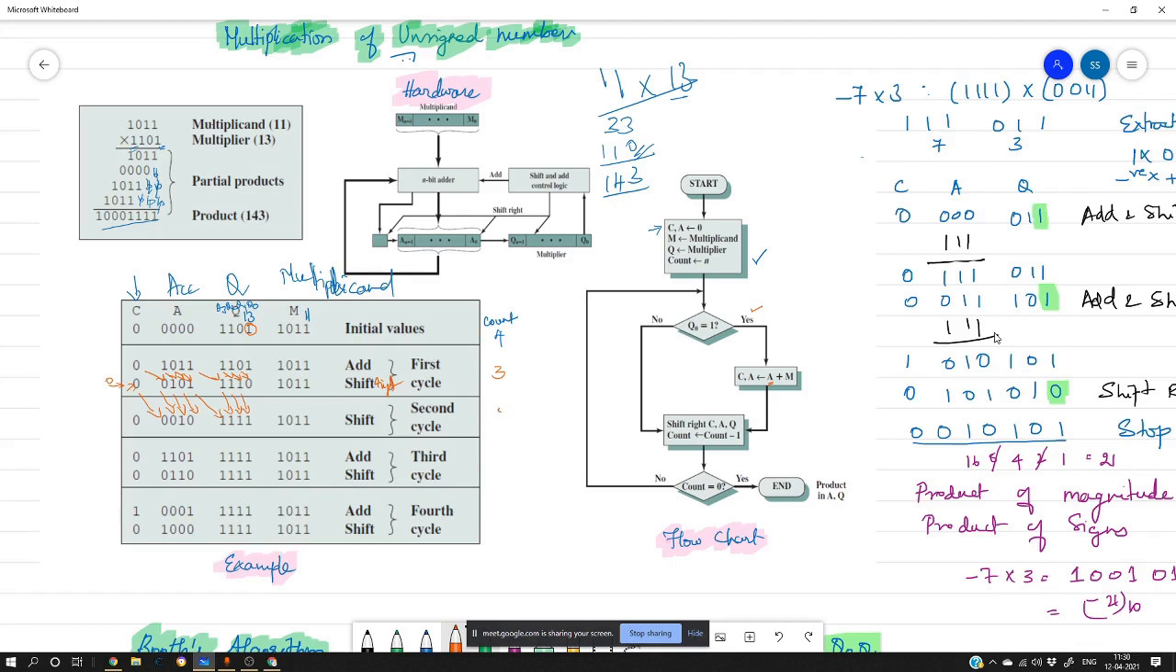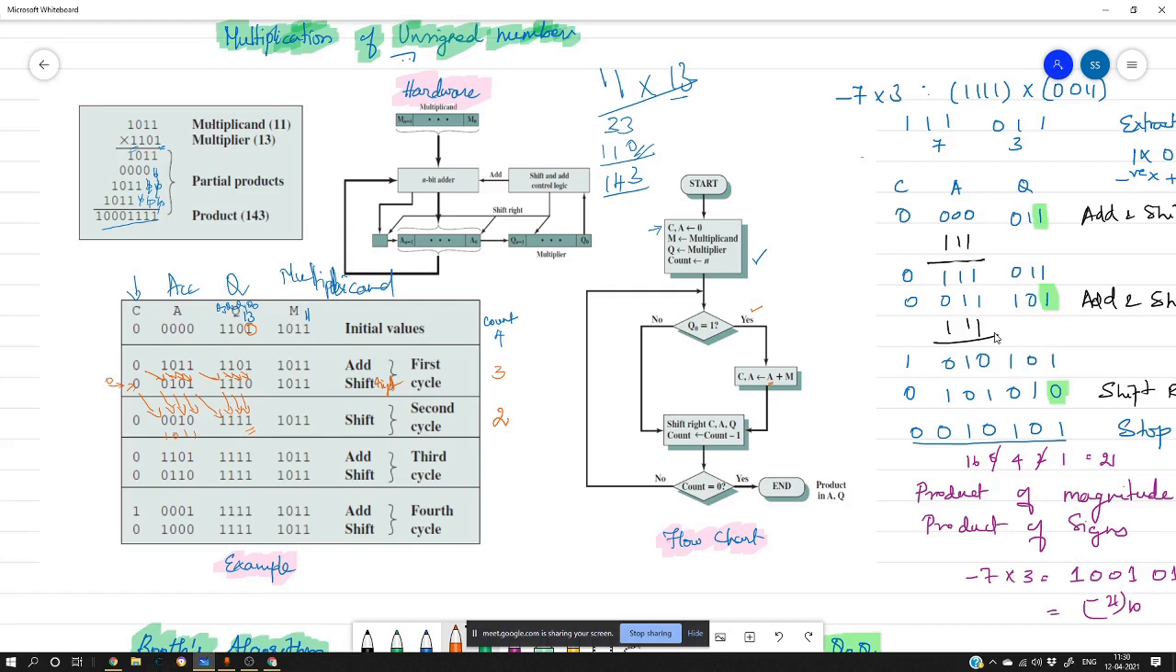And now, what is next? After shifting, you have to decrement the count. Okay, so count has become 2. Count is not 0, so you are going to go back and check the value in Q naught. What is there in Q naught? It is 1. If Q naught is 1, you have to add the multiplicand to the accumulator. The accumulator has got 0, 0, 1, 0. Now adding the content of the multiplicand, it is 1, 0, 1, 1. So this is after shifting.